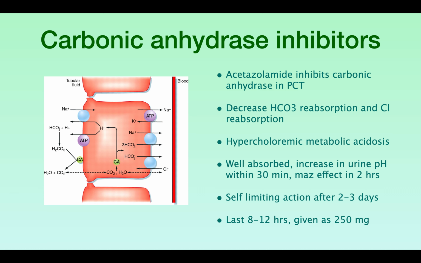So the carbonic anhydrase inhibitor acetazolamide is going to inhibit carbonic anhydrase in the proximal convoluted tubule. It's going to decrease bicarbonate reabsorption and increase chloride reabsorption. So the problem is hyperchloremic metabolic acidosis. Sodium bicarb is going to be excreted, chloride is reabsorbed. It's self-limiting. After 2 to 3 days, it's not going to pump out so much bicarbonate, and it eventually levels off.